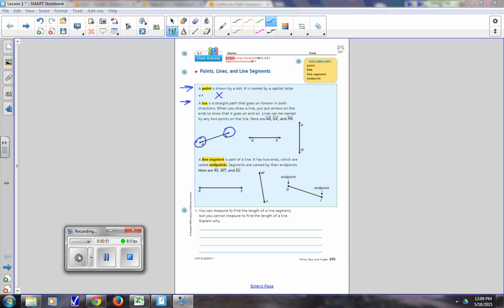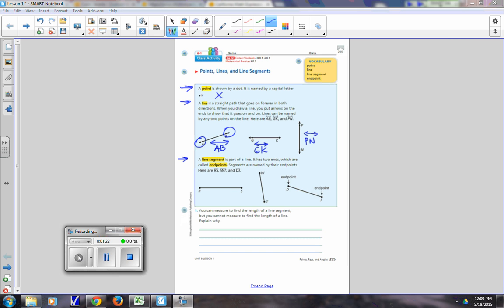Lines can be named. So here, this one that I have circled, but on their 2 points. So this would be, notice the arrow, line AB, line GK, and line PN. The thing that makes those lines are the arrows on the end because they go on and on and on. Now, in comparison or in contrast, a line segment is part of a line.